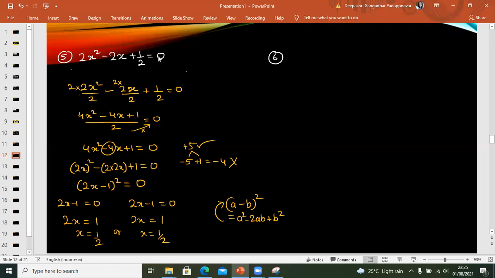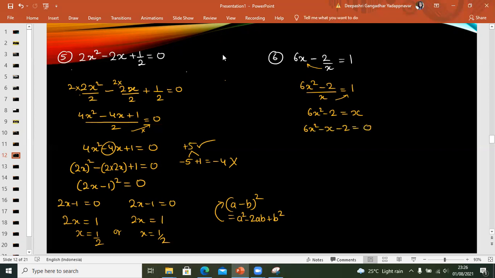Question 6. Question 6 here is 6x minus 2 divided by x equal 1. So let us solve this further. Let's do the cross multiplication. Multiply this here, so it will give you 6x square minus 2 divided by x equal 1. Then x will be multiplied on the other side: 6x square minus 2 equal x. Bring the x to the left side. It will become 6x square minus x minus 2 equals 0.